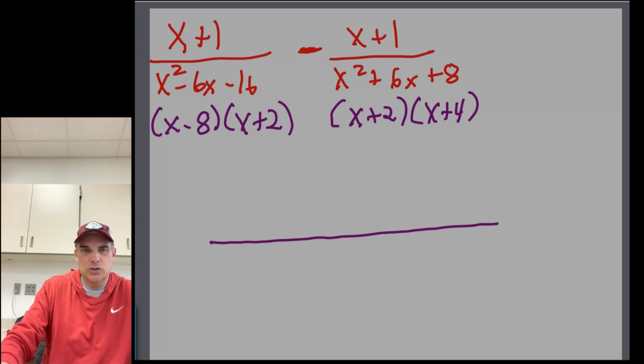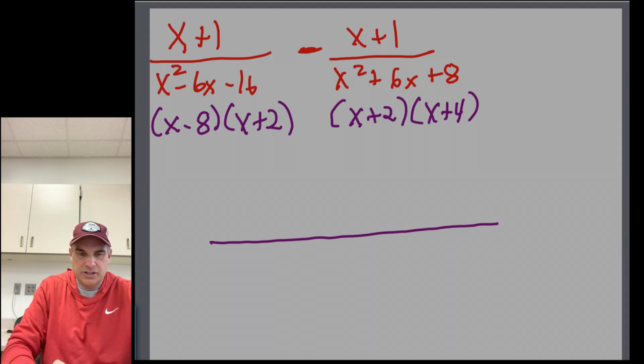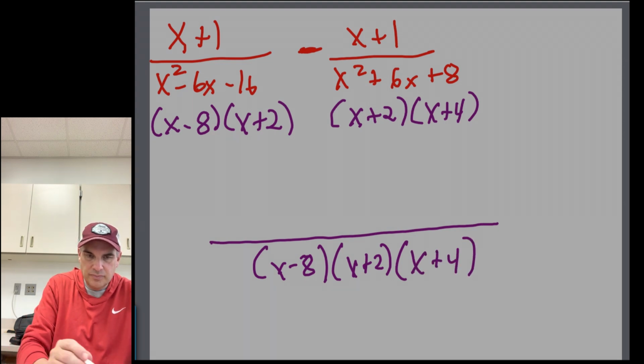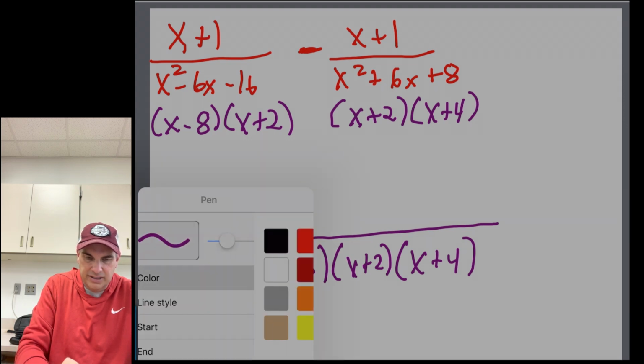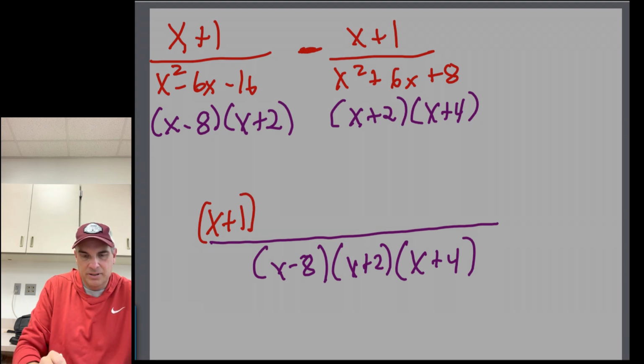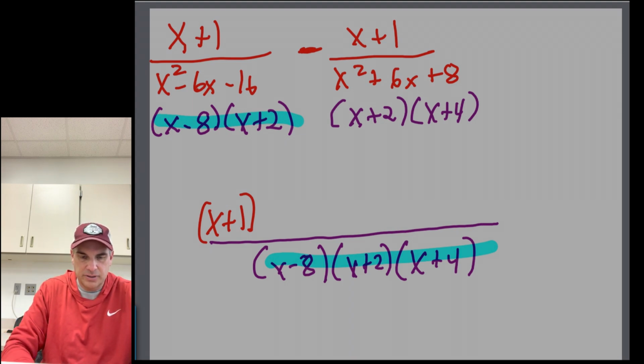All right, so now I'm going to do this a little bit different. I'm just going to make one huge line now. And I'm going to put my least common denominator on the bottom. So I start at the left. So x minus 8, x plus 2. I've got the x plus 2 already, so I got to go with x plus 4. So I'm going to start out now by writing this x plus 1, and I'm going to put it inside parentheses. Now I'm going to compare this to this and say, okay, what have I added in there? I've added in the x plus 4.